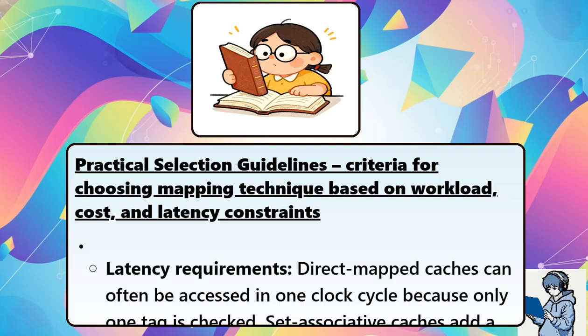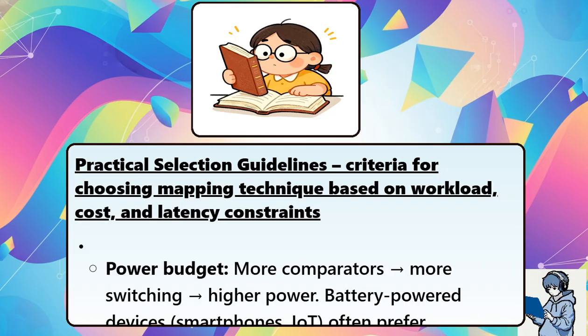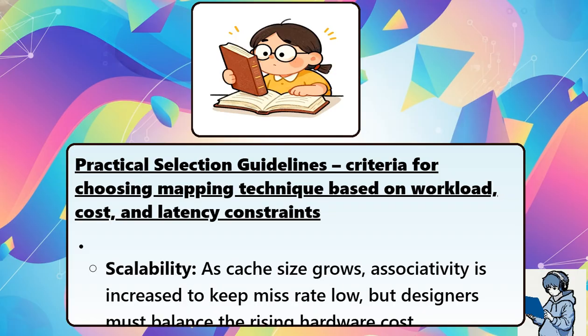Set associative caches add a small penalty, usually 1 to 2 cycles, due to multiple tag comparisons. Fully associative caches may need extra cycles or more complex pipelines. Power budget: more comparators lead to more switching and higher power. Battery-powered devices such as smartphones and IoT often prefer lower associativity caches. Scalability: as cache size grows, associativity is increased to keep miss rate low, but designers must balance the rising hardware cost.